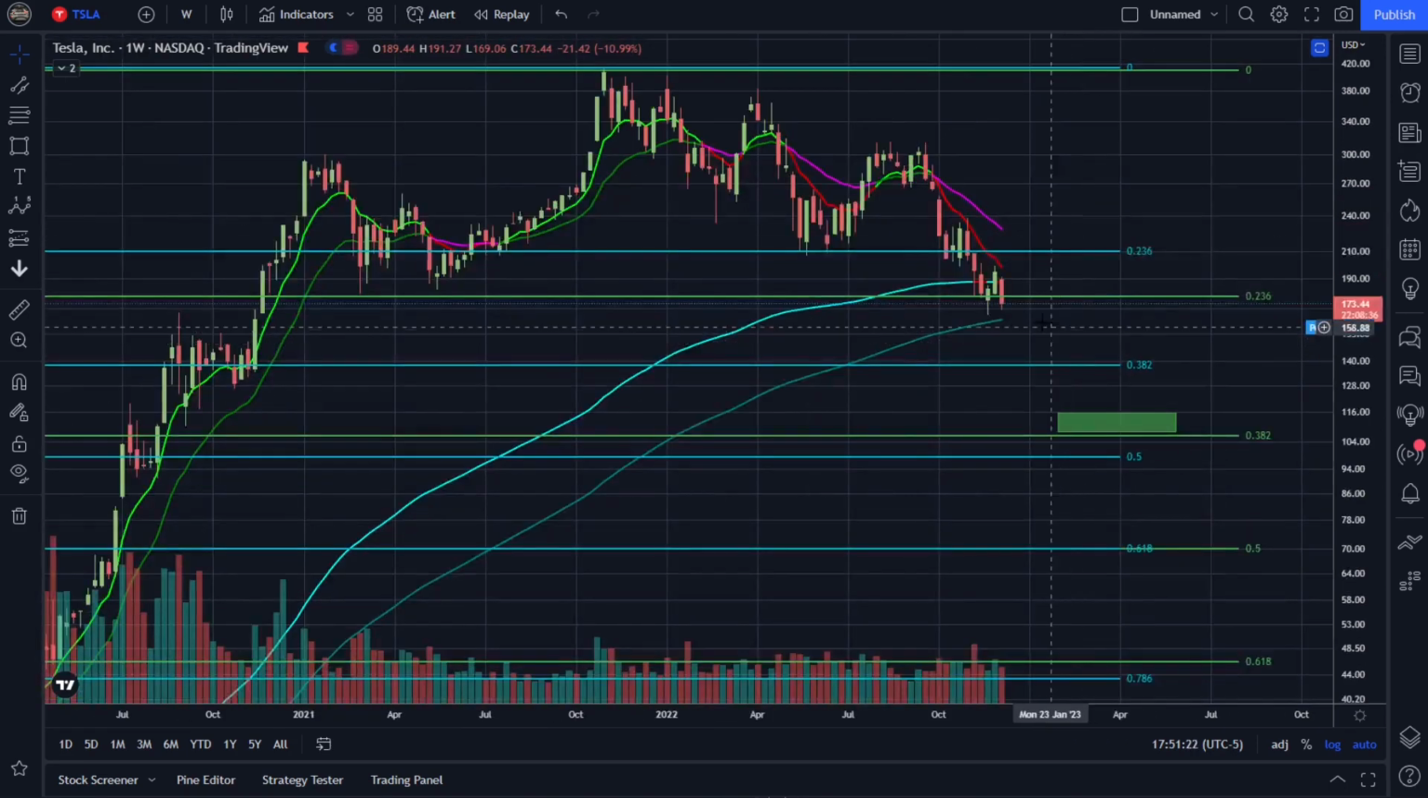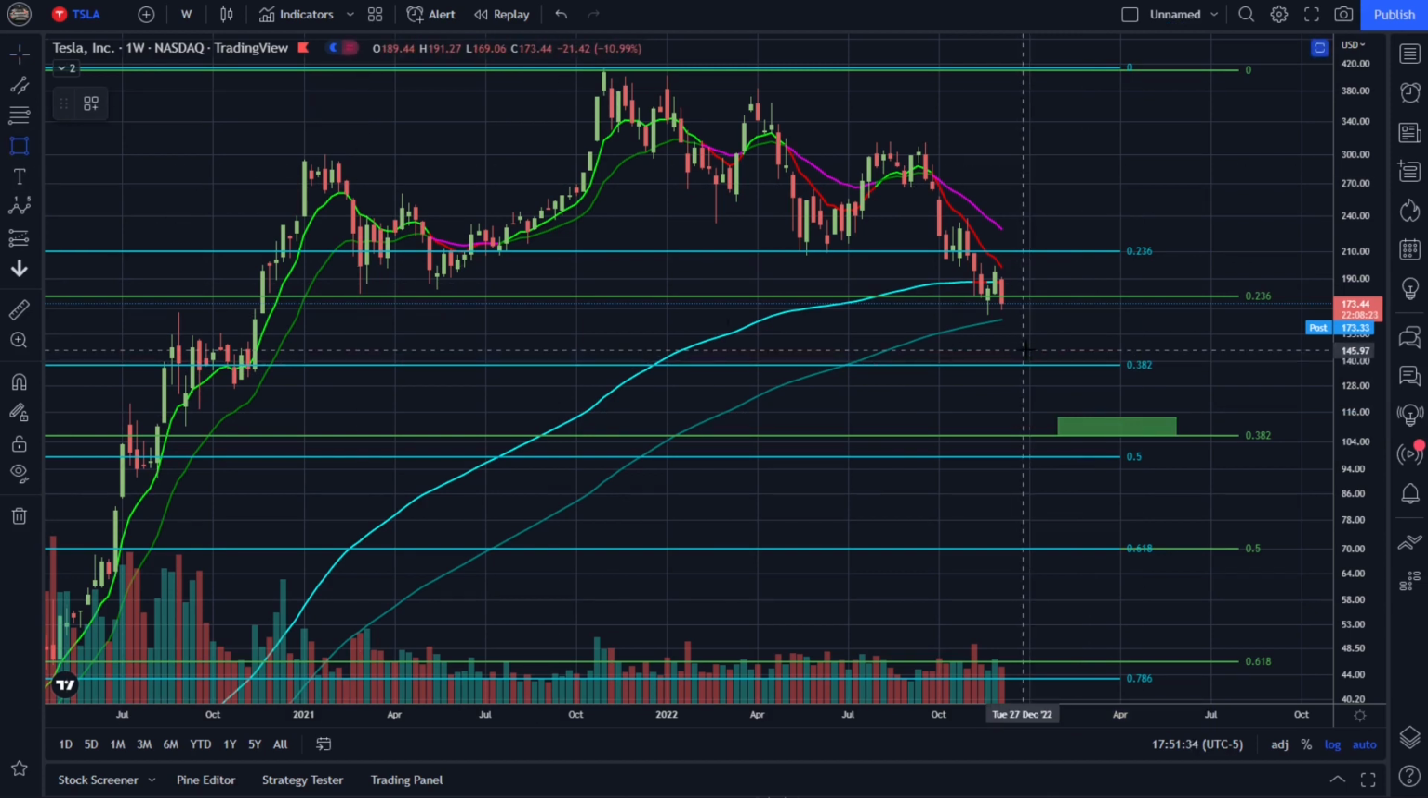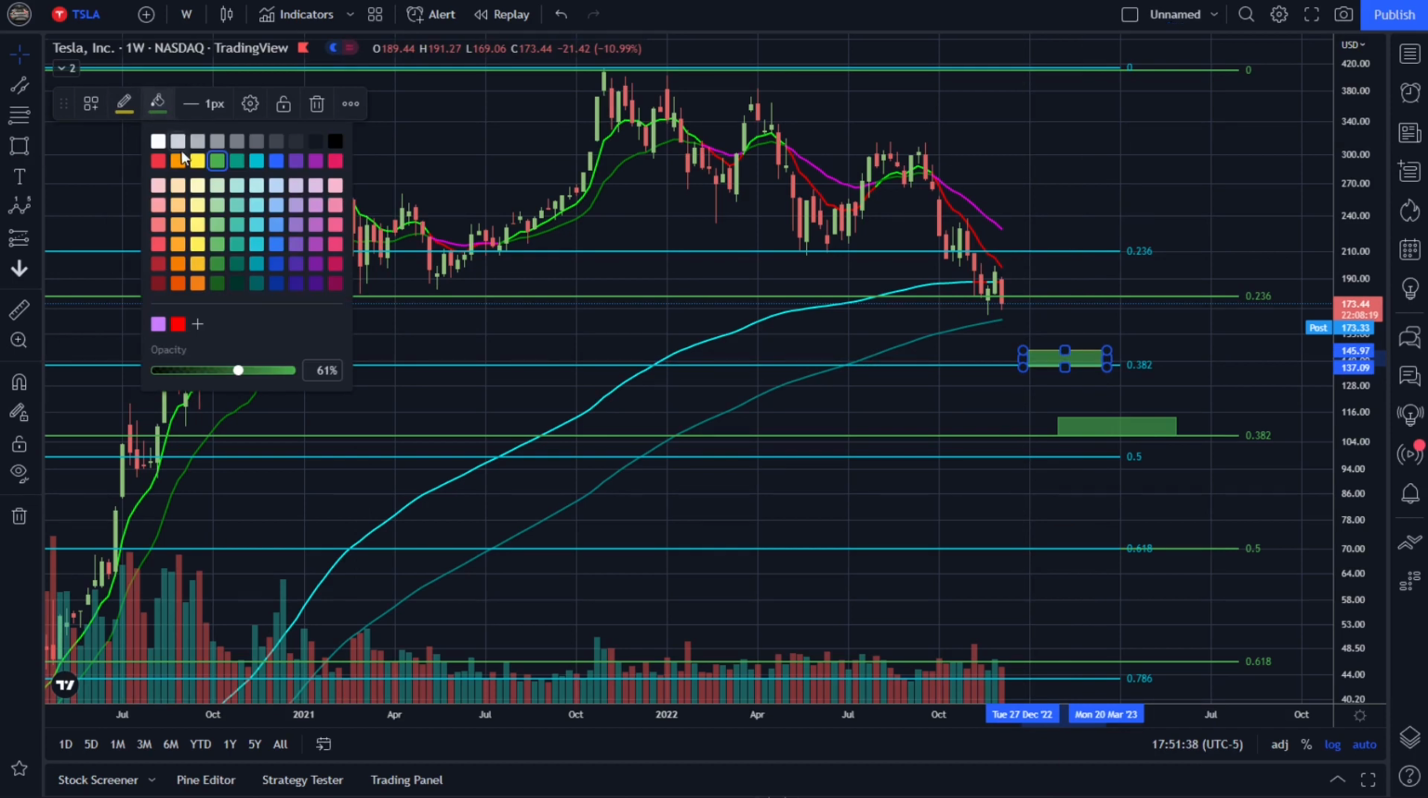So what that tells us is we know obviously we've hit both the 236s now. We need to pay attention to where the 382s are. So we know where the 382 is. Obviously that's where we put in our box right here. But maybe we see a shallow bounce at that initial 382 in blue right here. So we'll respect that as well.